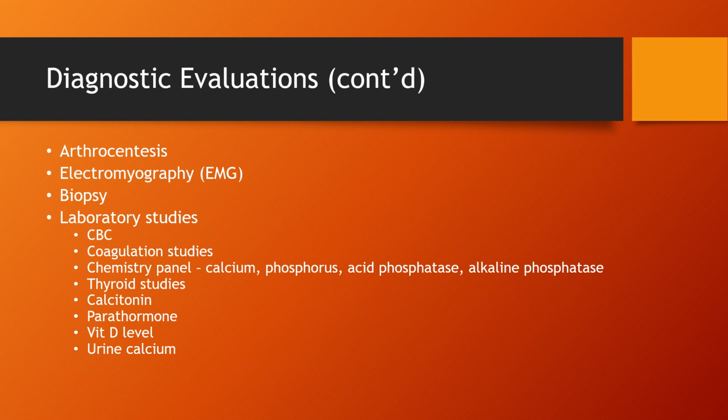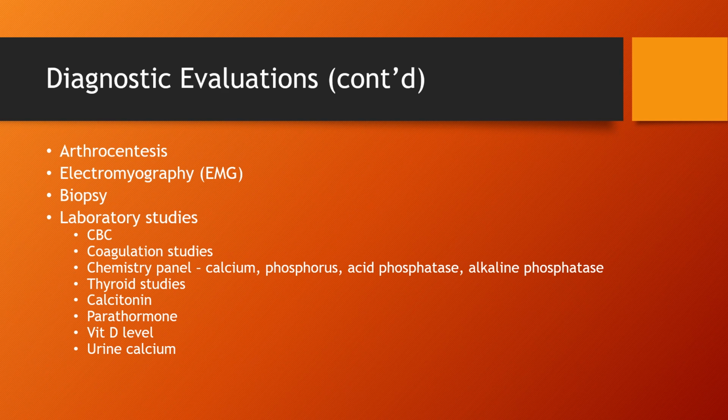And then finally, laboratory studies may be conducted as well. The CBC can give us information about the hemoglobin, if there's any bleeding and decrease in hemoglobin due to maybe a large bone fracture, or the white blood count, is there an infection or osteomyelitis going on. Coagulation studies may be done before surgery is done to detect any bleeding tendencies or problems.